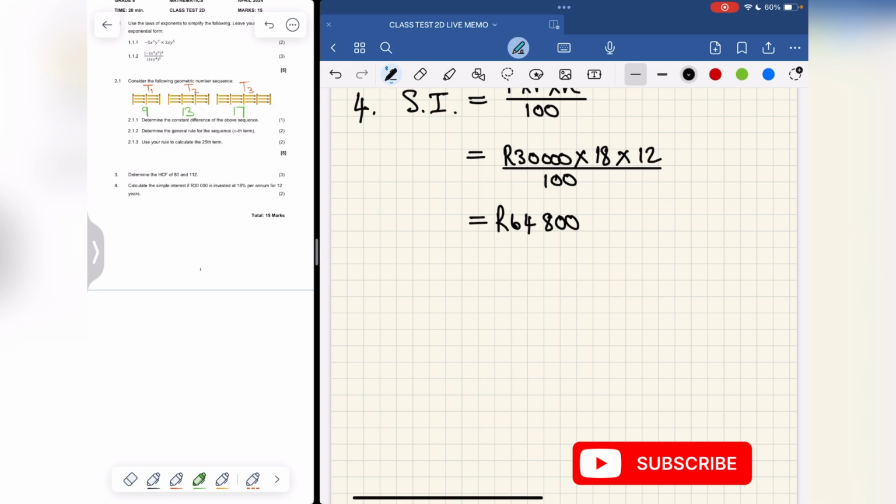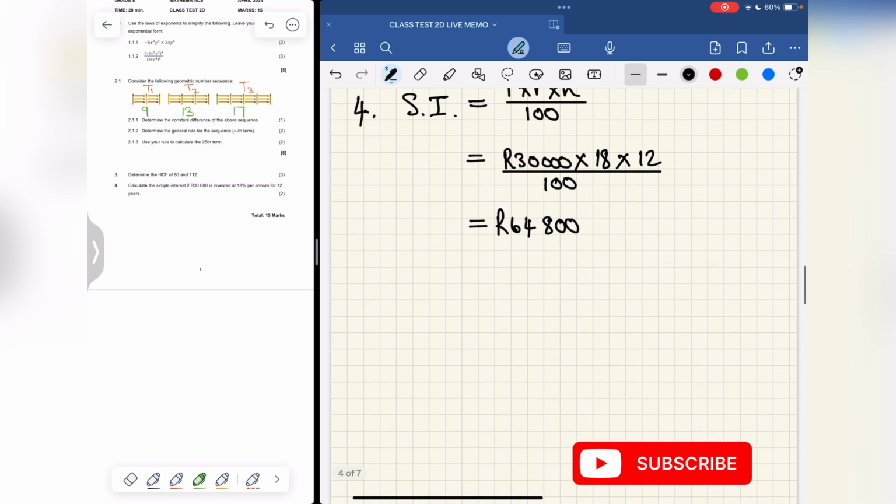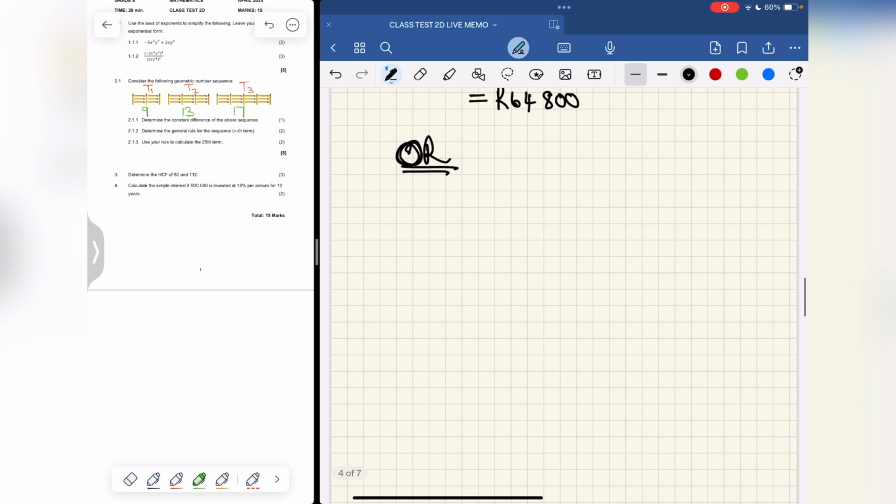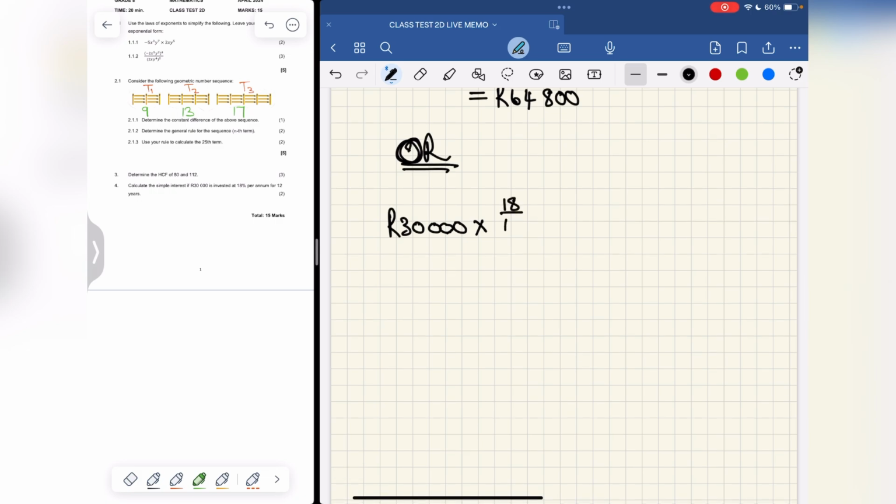Now, some of you still prefer the manual way, if you want to call it that. 18% per annum is the interest charged per year. And because it's simple interest, that interest will be the same every single year. So let me calculate my interest on 30,000 Rand for 1 year, meaning I'm going to say 30,000 times 18 over 100, because that's 18%, and that gives me what?